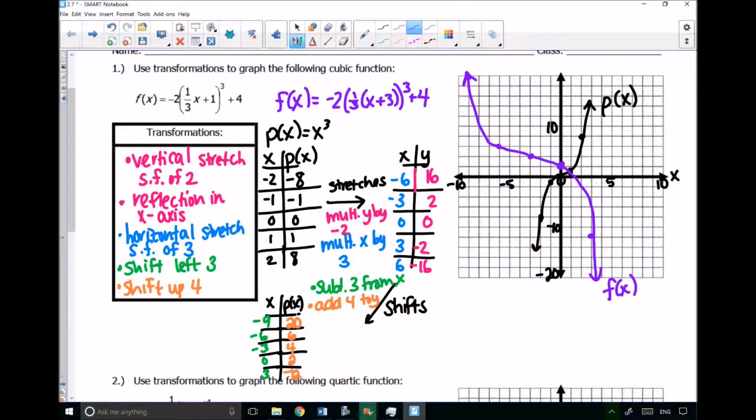Okay, so let's see if this really makes sense. Does it seem like the graph was stretched vertically? Absolutely, right? The difference between my 5 points is clearly much larger than it is between my 5 points here. Was it reflected in the x-axis? Yep. Was it stretched horizontally? For sure. Did it move to the left 3? Definitely. Did it move up 4? For sure. And that's how we do our cubic function transformations.